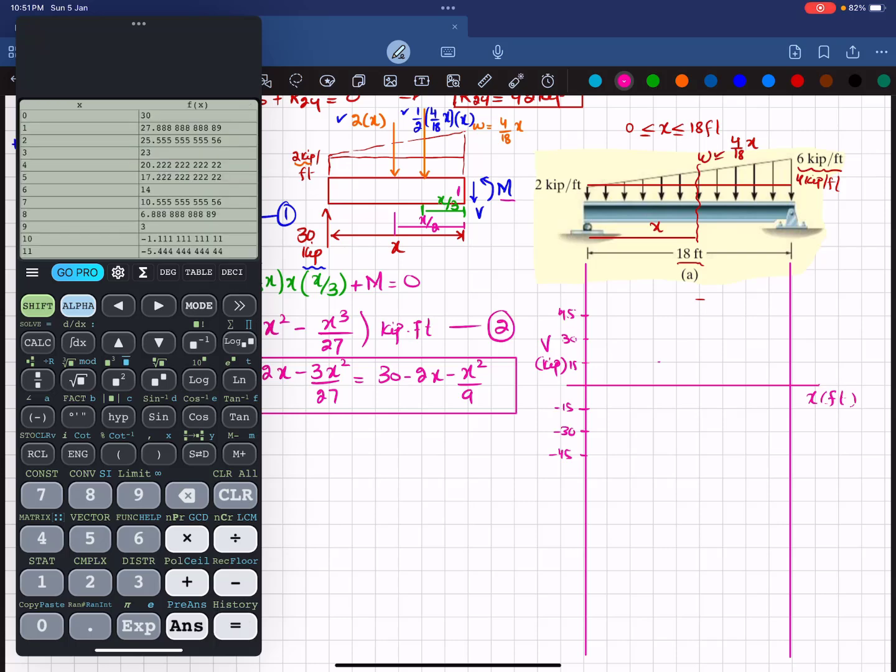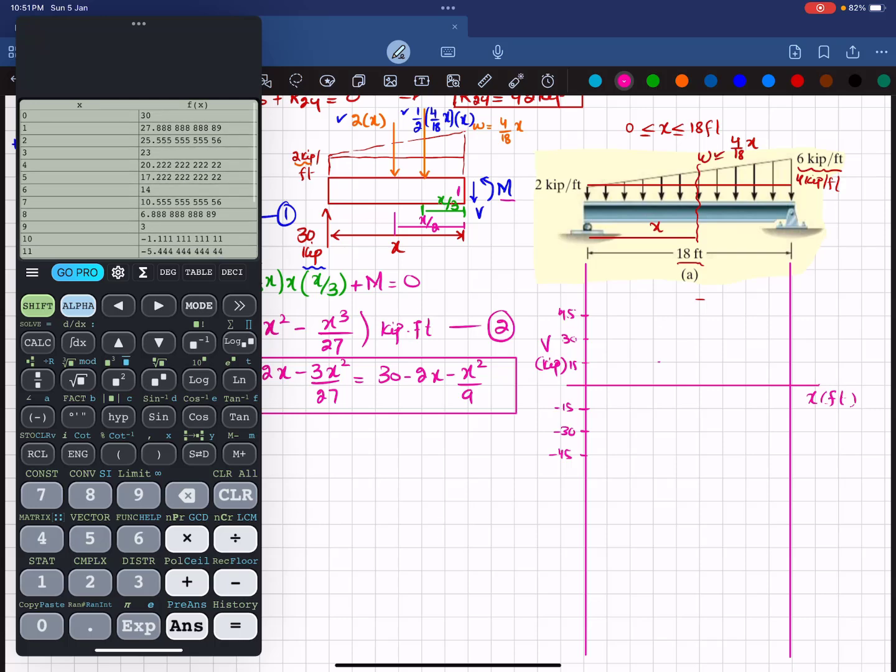So you can see at x equal to 0 you have 30, and at x equal to 18 you have minus 42. You can check it for other values of x as well, and you can get different values, at x equal to 1 it is 27.88, at x equal to 2 it is 25. So you have all these values, you can just plot it. I will draw directly two points and we will see what we get.